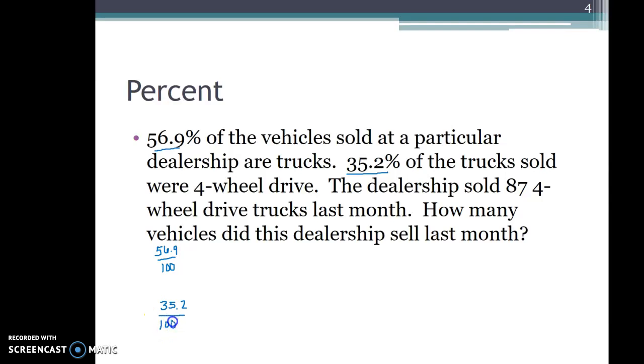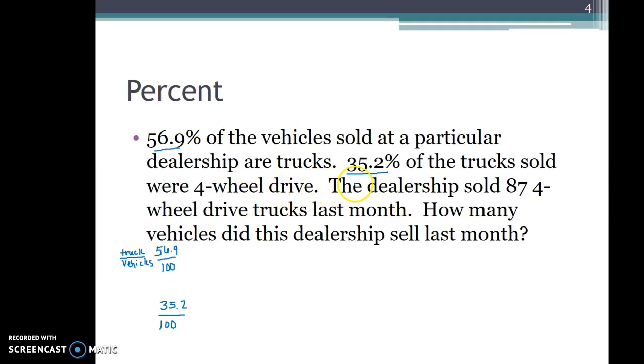Now, very important to know what the percents represent. So when I try to figure that out, I need to focus on the sentence that the percent is a part of. So in my very first sentence, it tells me 56.9% of the vehicles sold at the dealership are trucks. So trucks are part of the total sales of this particular dealership. So this fraction is really representing the number of trucks out of the total number of vehicles sold. So trucks are the part, vehicles are the total.